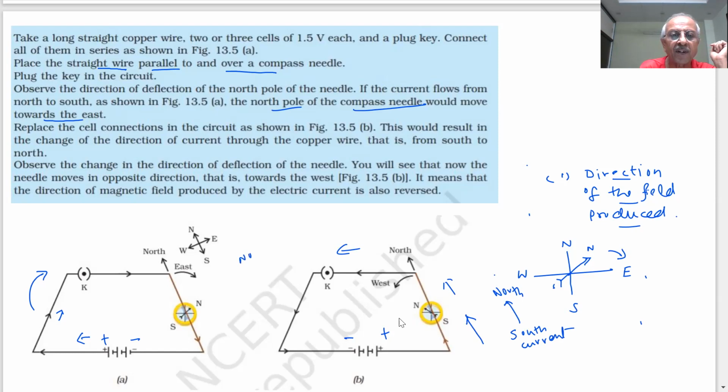Here the direction of the current was from north to south. In this case, here it is from south to north. What will happen to the needle? Observe the change in direction of the needle. Now you will see that the needle moves in the opposite direction. This needle was moving in east. Now the needle will move towards the west.